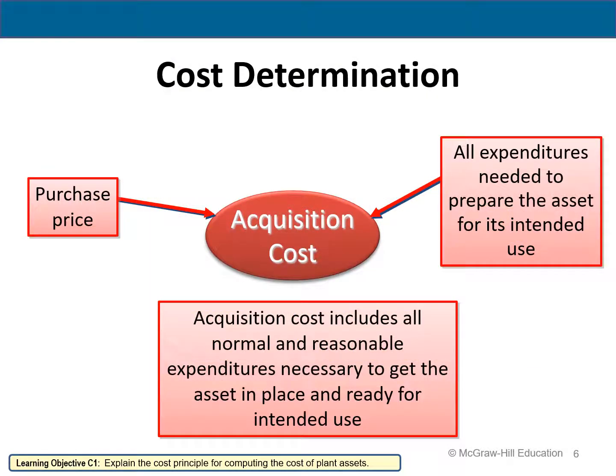So determining the cost. Basically, when you buy a plant asset, it's all expenditures that are needed to prepare the asset for its intended use. Those all go into the acquisition costs. Okay. So acquisition cost includes all normal and reasonable expenditures to get the asset in place and ready for its intended use.